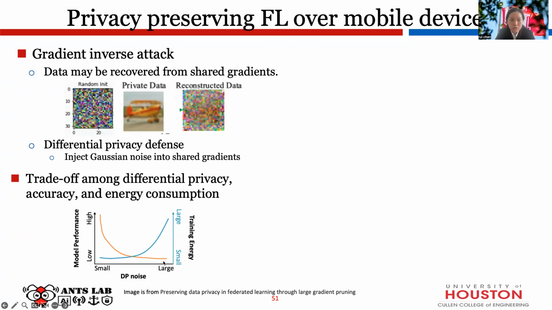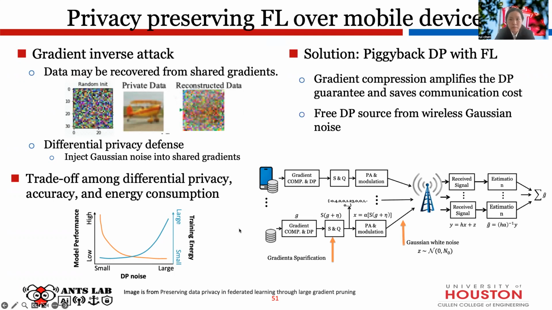It will cause too much noise in the model training and the performance will be downgraded. And we will put more effort into recovering the performance, which leads to a higher training energy cost. So, to have a better trade-off among these three factors, we can consider a piggyback DP design.